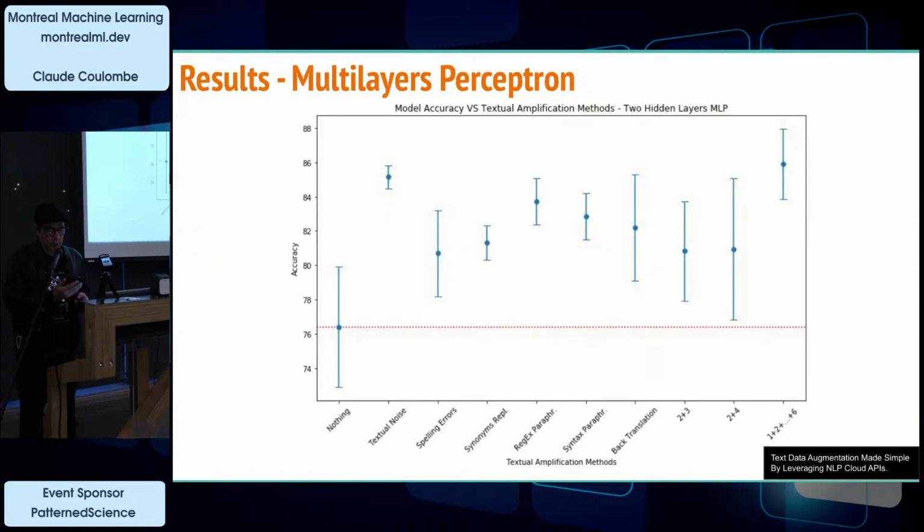Here we can see the results. You have the baseline, the accuracy without any data augmentation, and the accuracies with different TDA techniques and error bars. So it works. Good news, all the TDA techniques improve the accuracy in a range from 4% to 20%.